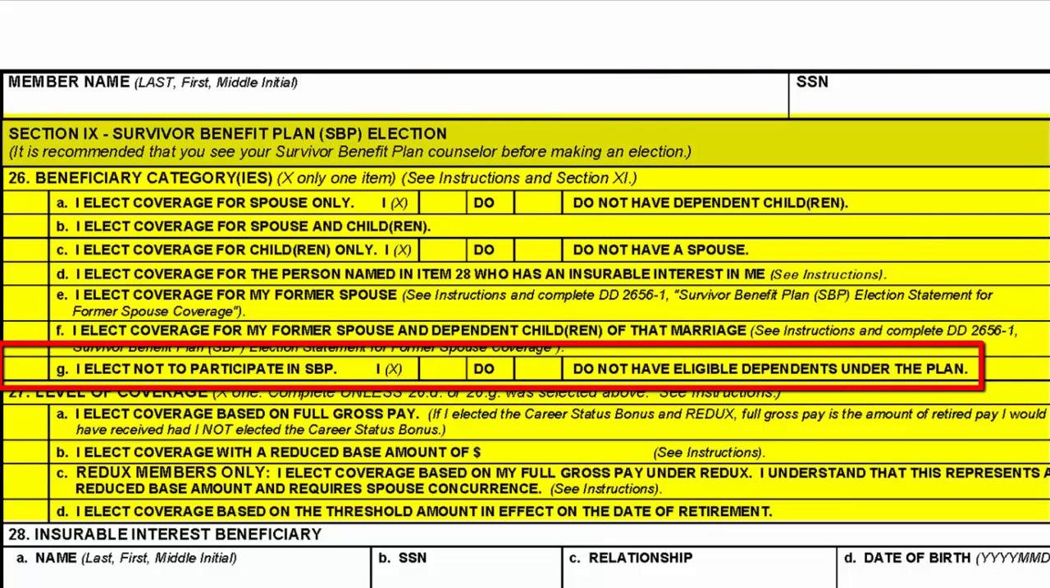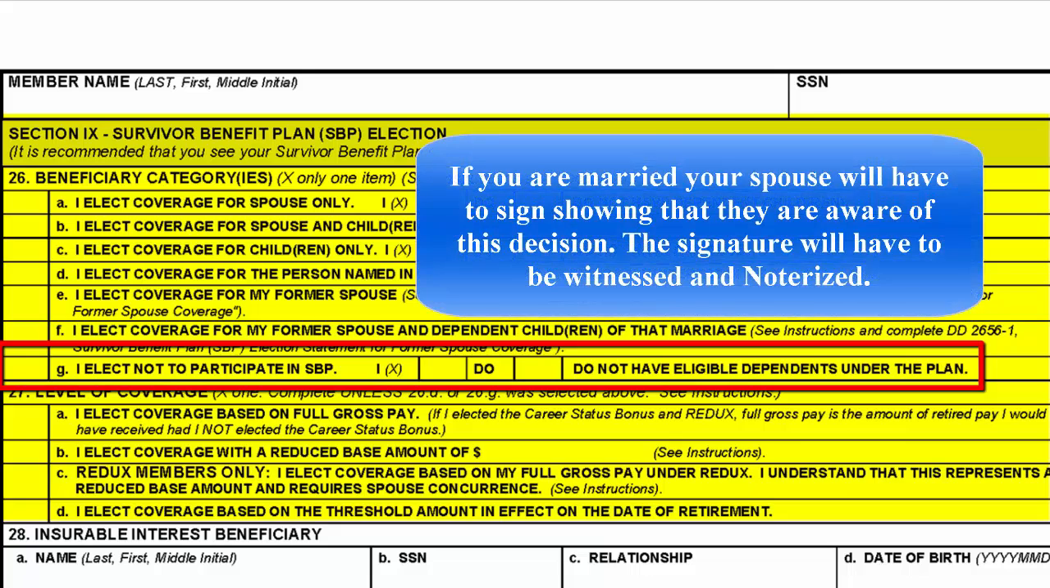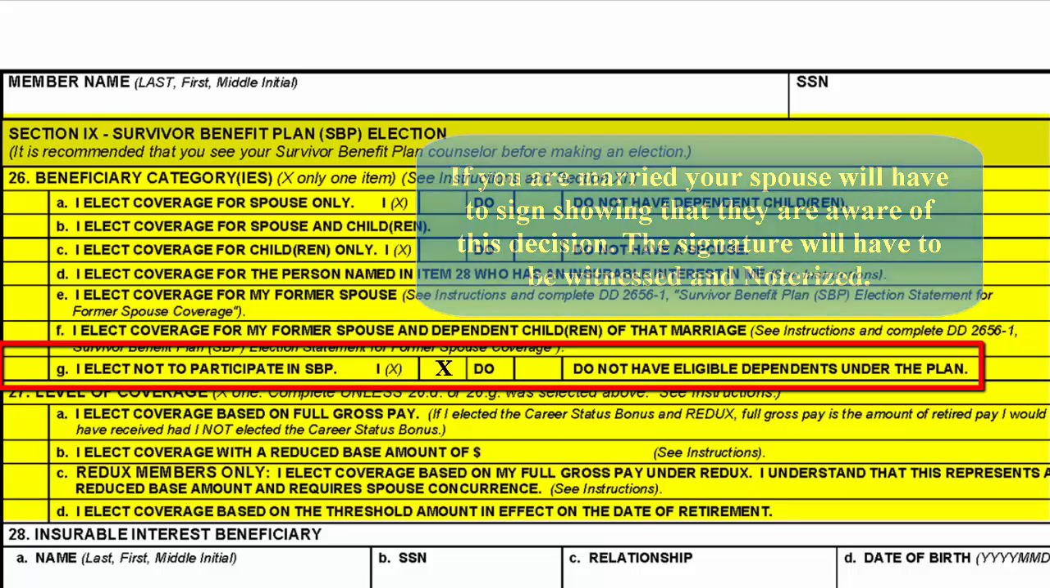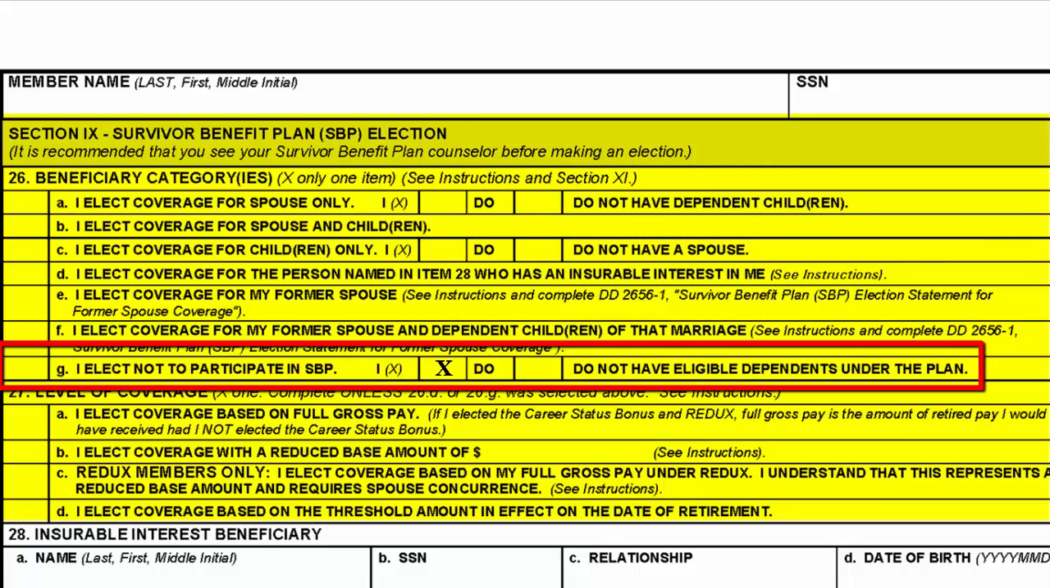If you make this election, you would put an X beside G, and again, if you're married, your spouse will have to sign saying that they are aware of this decision. Then, moving to the right, you will put the X in the appropriate block, an X beside I do, if I do have eligible dependents under this plan, or an X beside I do not, if you do not have eligible dependents under this plan.